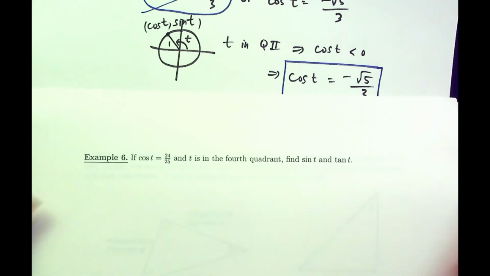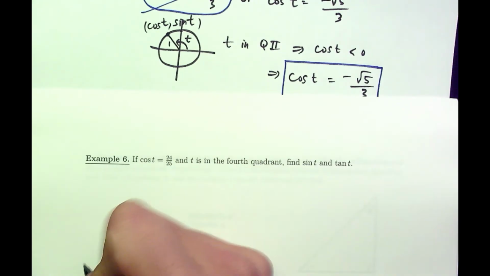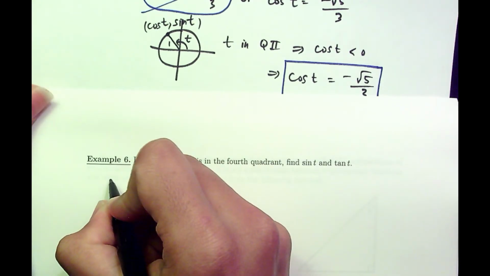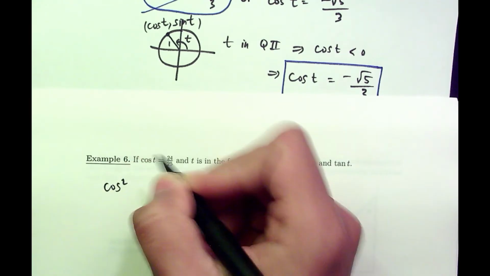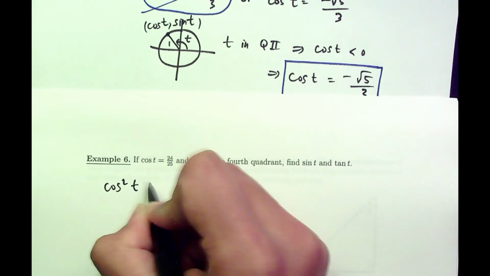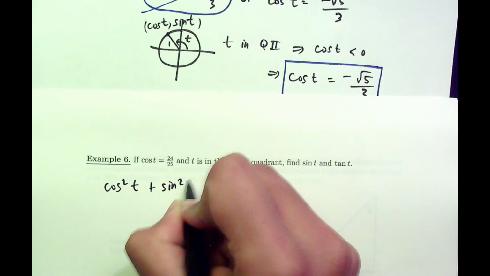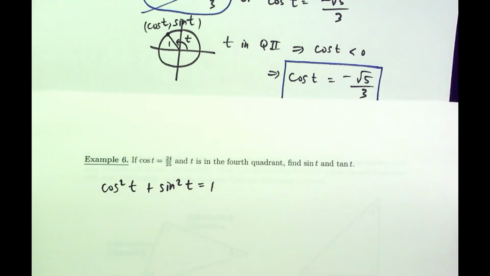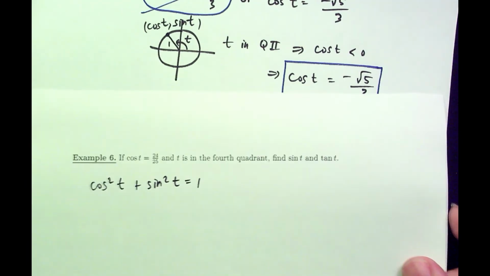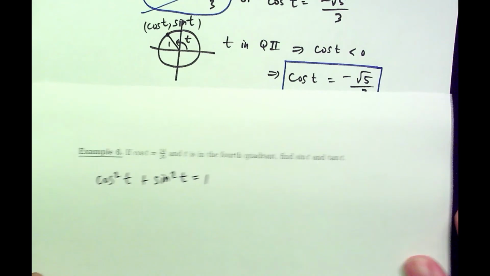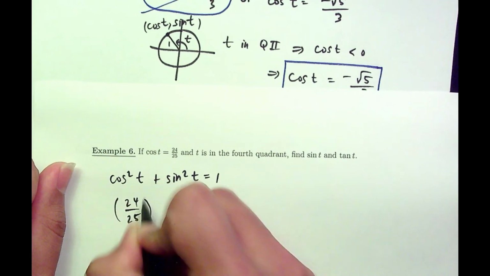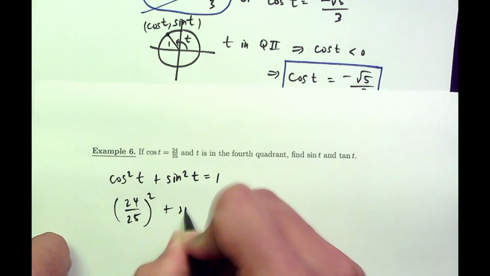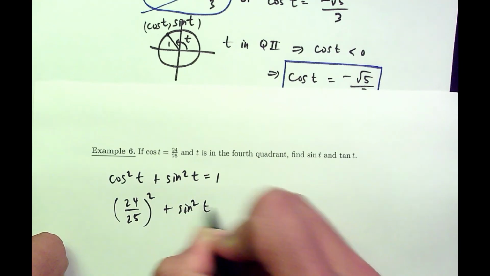Okay, assuming that you gave that a try and you're back, let's do it. All right, so we start from the trigonometric Pythagorean identity, which is cosine squared of t plus sine squared of t equals 1. Okay, we know what cosine of t is, so we're just going to plug it in there. See what we get. So this is 24 over 25 squared plus sine squared of t equals 1.